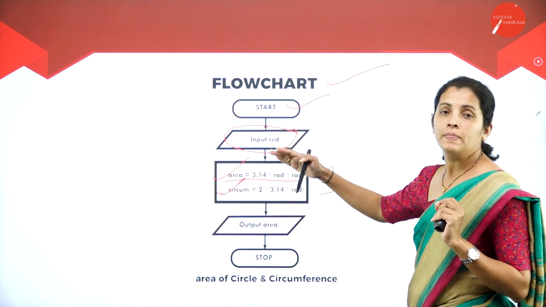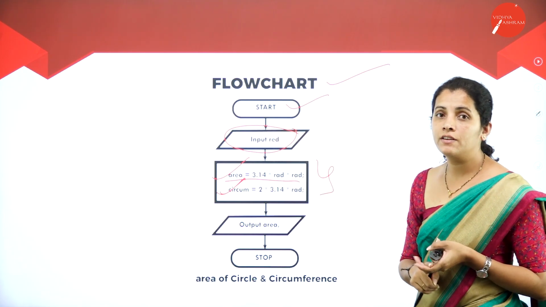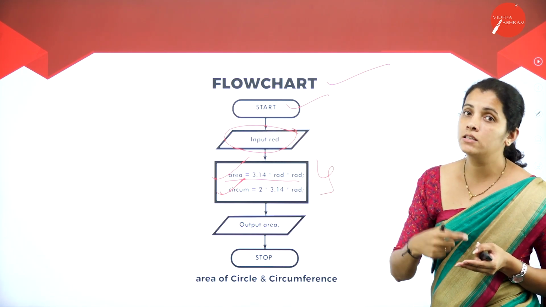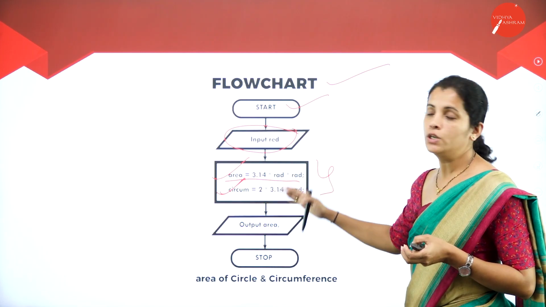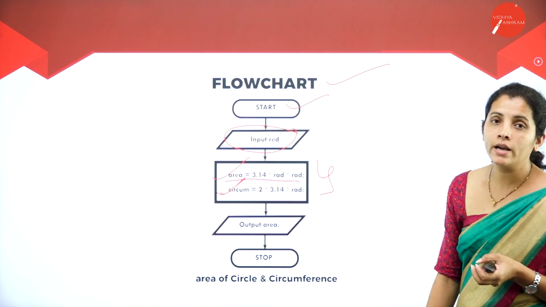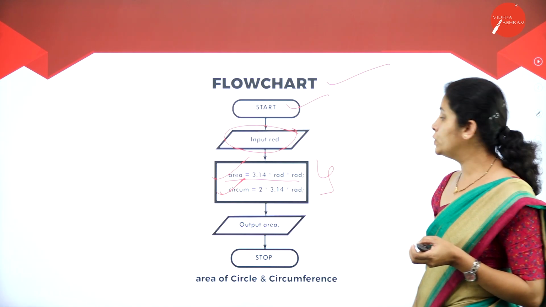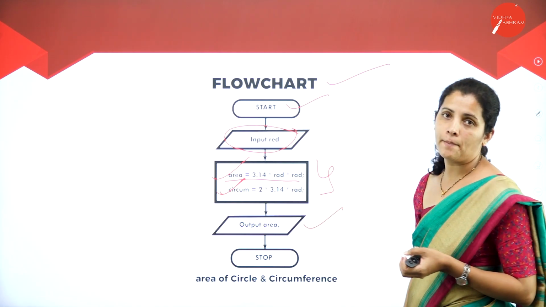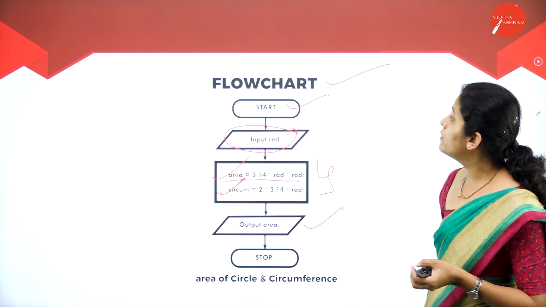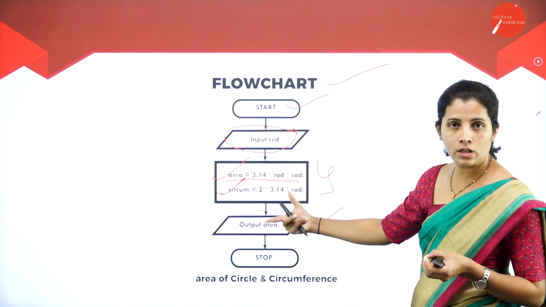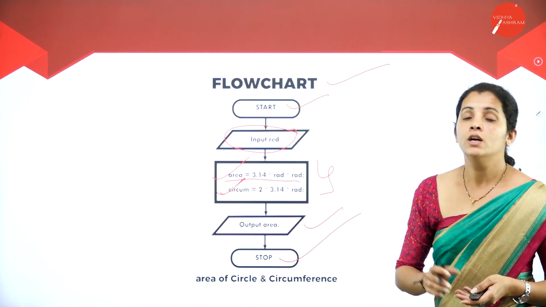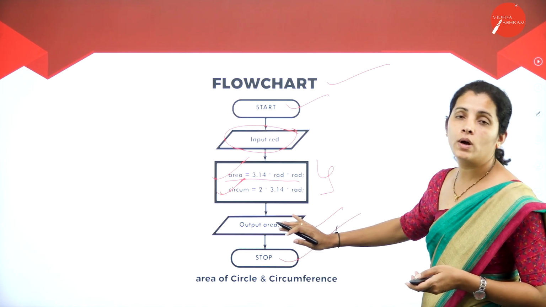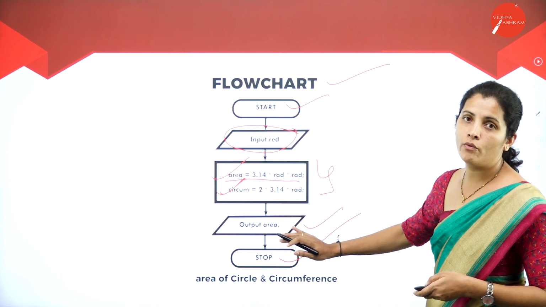After finding area as well as circumference, what is my next step? I want to display my output. To display my output, what will I do? Once again, I'm going to use the parallelogram. And at the end, I want to terminate my algorithm. For that reason, I'm going to use stop. To represent stop, once again, I'm going to use an oval.